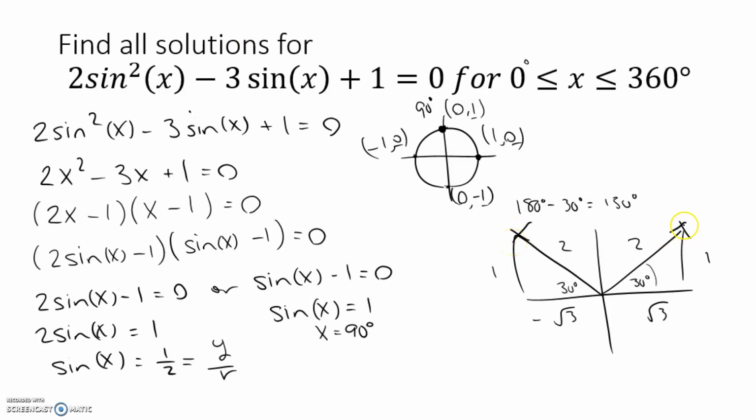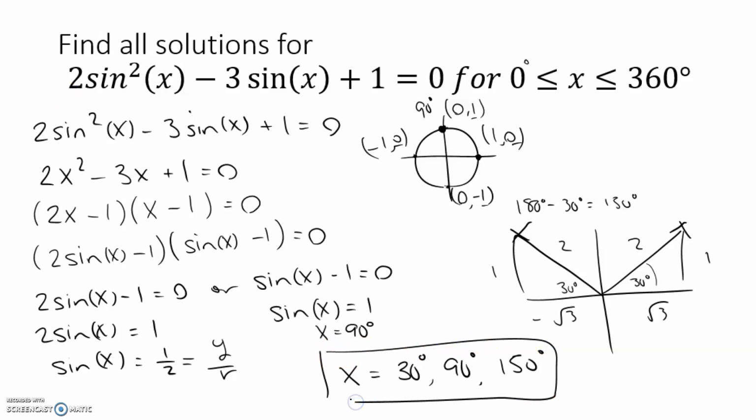If I take this 30 and I add 360 to it, I will be outside of my interval. If I take the 150 and add 360 to it, again, I'll be outside of my interval. Same thing for 90. If I take 90 degrees and add 360 to it, from this equation right here, I'll be outside of my interval. So the only x values that will satisfy this equation within this interval would be 30, 90, and 150. And those would be my answers right there.